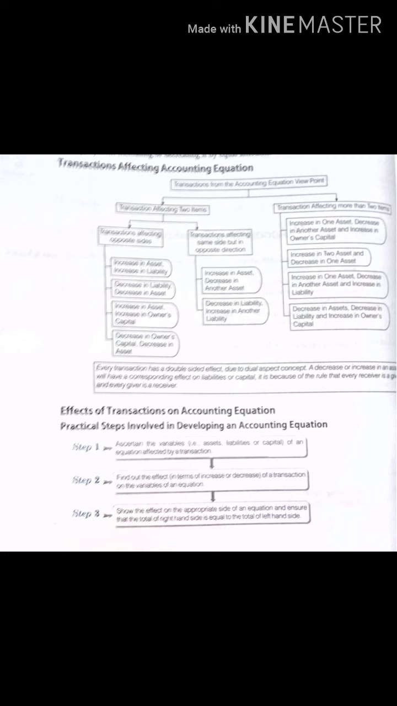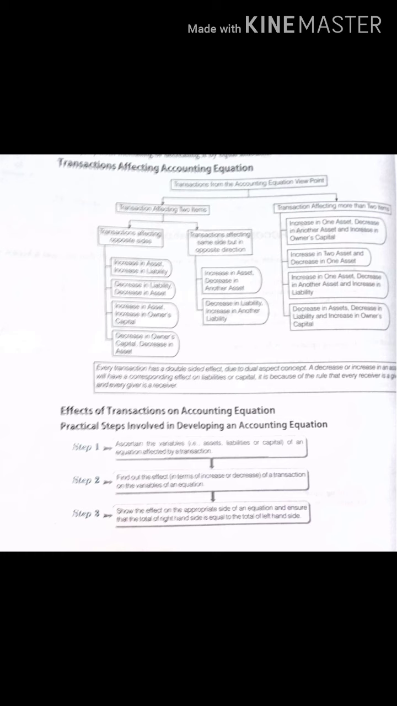Fine. Then transaction affecting two items. Now here in this case again it is classified in two parts. Transaction affecting opposite sides, and transaction affecting same side but in opposite direction. Now how? Suppose transaction affecting opposite sides. So what will happen? First case, increase in assets, increase in liabilities. Okay. Second case, decrease in liabilities, decrease in assets. Now third case, increase in assets, increase in owner's capital. Then vice versa. Vice versa means decrease in owner's capital and decrease in assets.